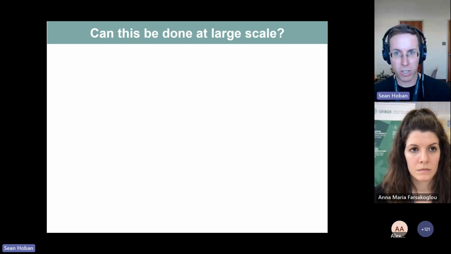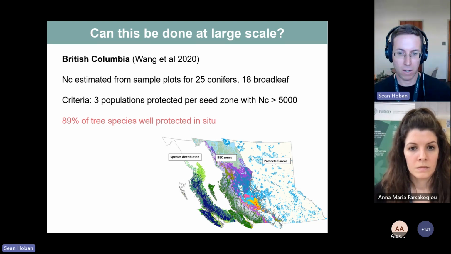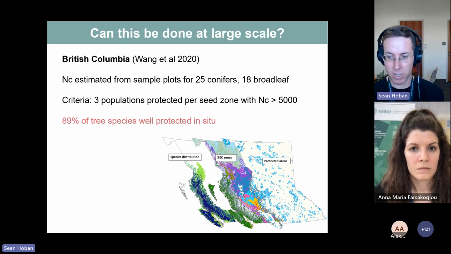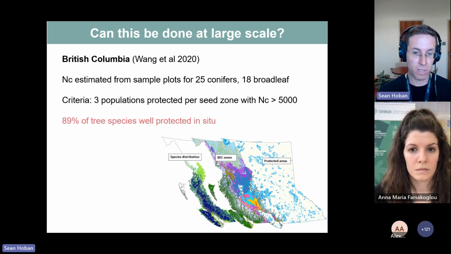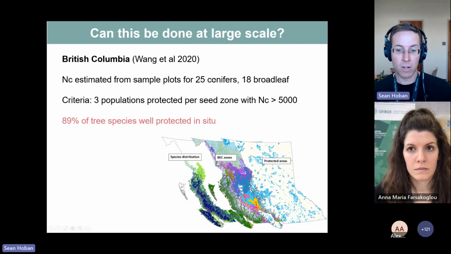So can this be done at larger scale and for common species? We are still working on this problem, but colleague, Dr. Sally Aitken, has demonstrated feasibility of something similar to this using, again, forest inventory data for more than 40 common tree species in British Columbia. It's a very large geographic area, testing or assessing whether these species are meeting a certain criteria for genetic conservation. That is, at least 3 populations with an NC above 5,000 are protected per seed zone.